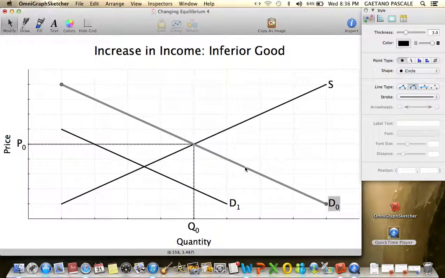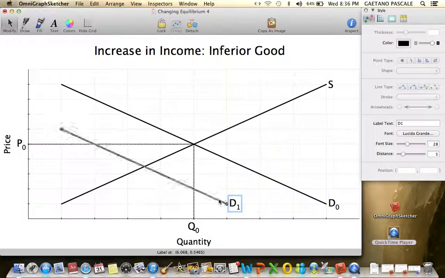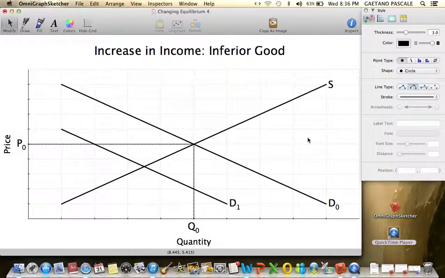So the demand curve has shifted inward. This is our original demand curve and this is our new demand curve. D1 represents demand after there's been an increase in income for this inferior good. Where is the new equilibrium? The new equilibrium is where our new demand curve intersects the original supply curve. So let me draw in this. Here's where these demand and supply curves intersect one another.